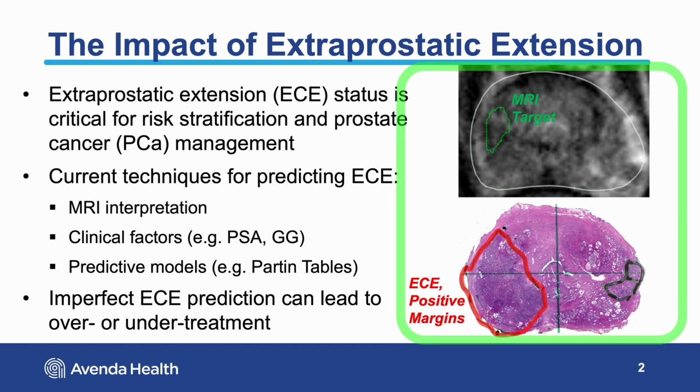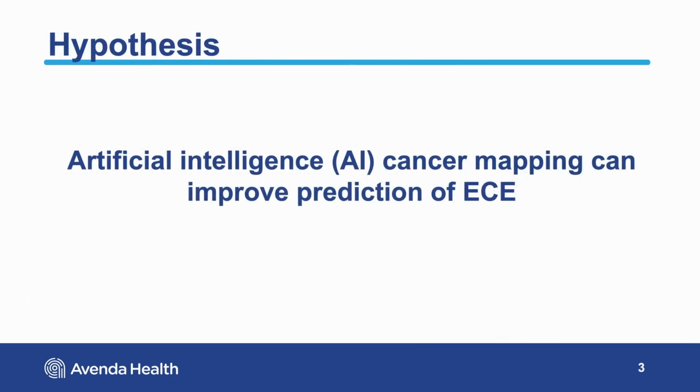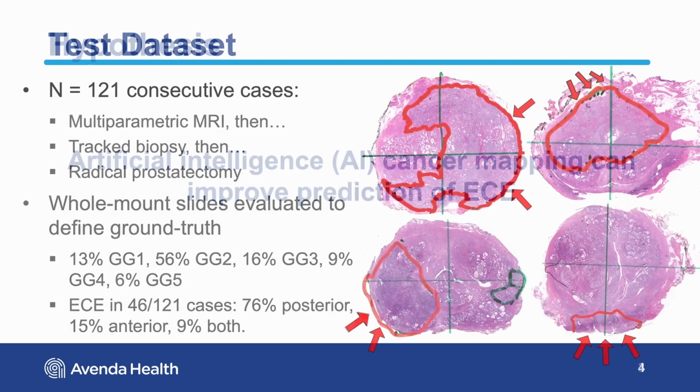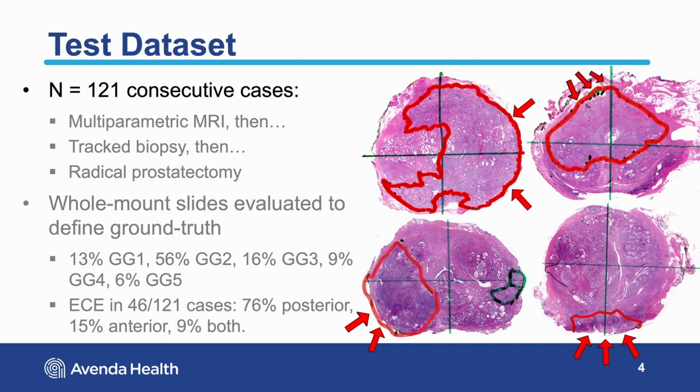In the case shown here, ECE risk appeared low on MRI, but when nerve-sparing prostatectomy was performed, the patient had positive margins. So there's room for improvement, and our working hypothesis was that ECE prediction can be improved using an AI cancer mapping algorithm. To that end, 121 consecutively accrued cases were retrospectively analyzed. All men had MP-MRI, tract biopsy, and radical prostatectomy.